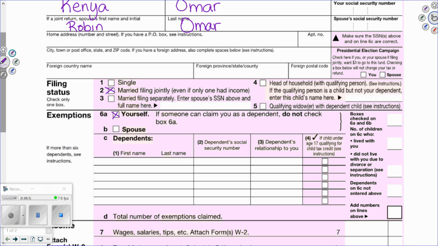And then their exemptions. Now, you can always click yourself. It says, if someone can claim you as a dependent, do not check box 6A. If you're under 18, your parents can claim you as a dependent. So you'd have to check with your parents before you file your taxes. If they claimed you, you can't claim yourself. Then they have the spouse. They're doing it together. And then they have a dependent, his name is Robert.